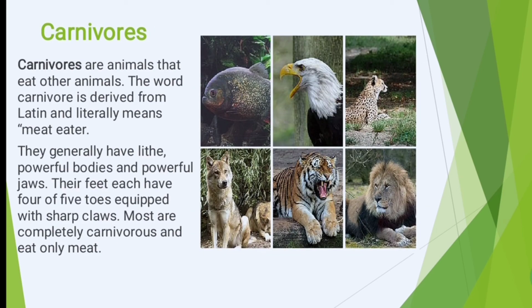Carnivores. Carnivores are animals that eat other animals. The word carnivore is derived from Latin and literally means meat eater. They generally have lithe, powerful bodies and powerful jaws. Their feet each have four or five toes equipped with sharp claws. Most are completely carnivorous and eat only meat.